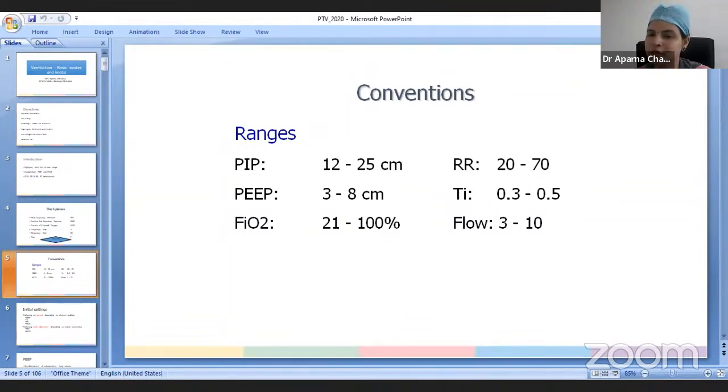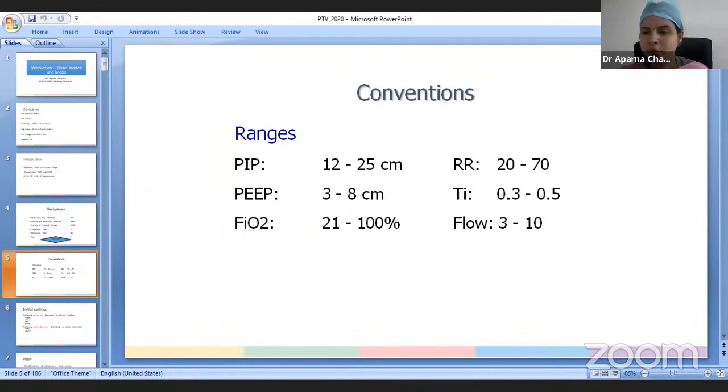So if the saturations are below 90%, then we will need to think of increasing either MAP or FiO2. If saturations are above 95-96%, especially in a preterm newborn, we will try to titrate or taper down the FiO2. Intermittently, we will be looking at PaO2, and PaO2 in a term newborn should be around 60 to 80 millimeters of mercury, whereas in a preterm newborn, we target 50 to 70 millimeters of mercury.